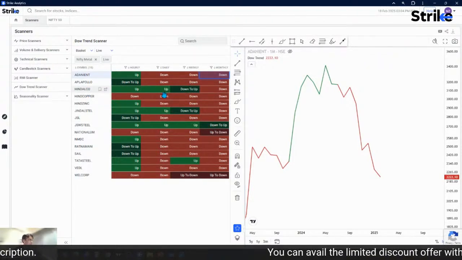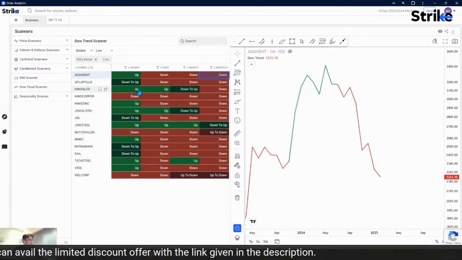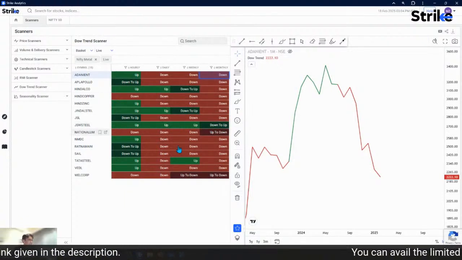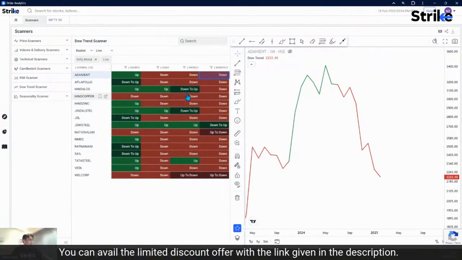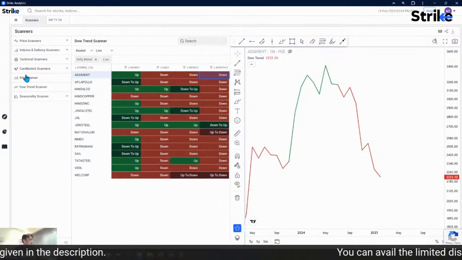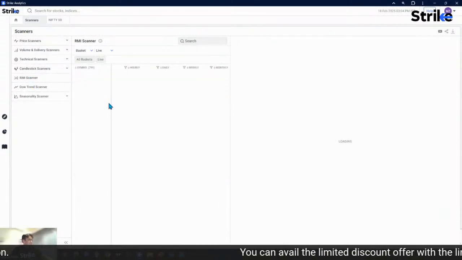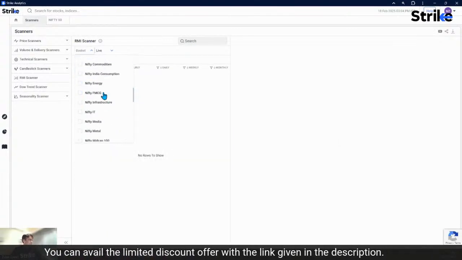Hindalco, Jindal Steel, JSW Steel. These are some stocks where in most of the time frames it is in green. And these are Welspun completely in a red trend, National Aluminium completely in red, Hindustan Copper in red. So you can look at the individual stock trends over here itself. And if you go to the RMI scanner, again over here, what you can do is in the basket section, you can select the metal counters over here.